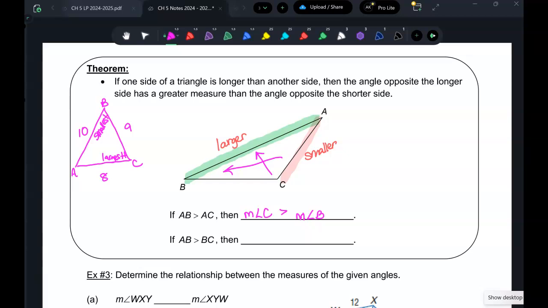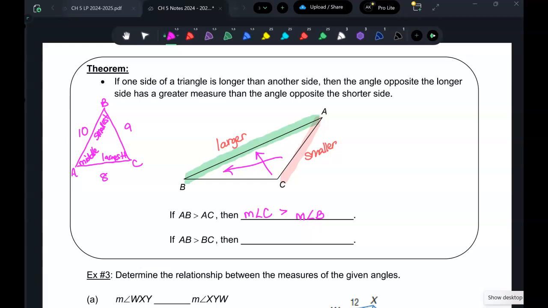Because it's across from 8, B would be the smallest. And 9 is the one in the middle. We'll call it the middle side or middle angle. That's really what the theorem is saying: compare the sides, and that will tell us what angles we have.